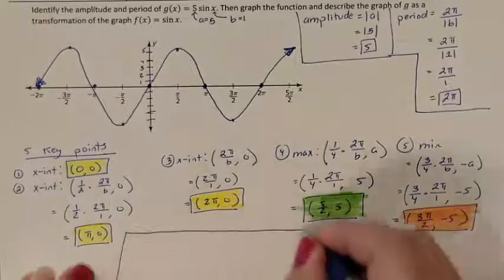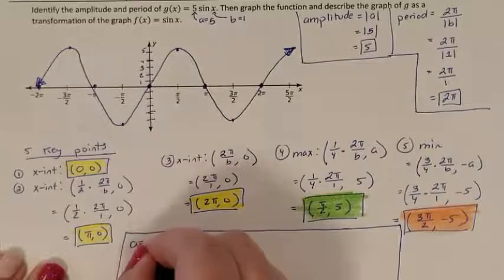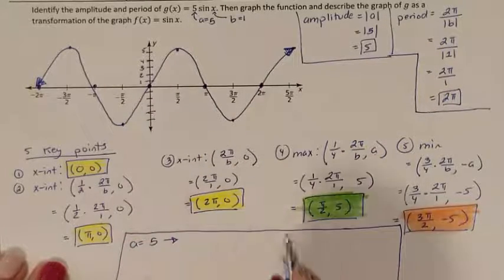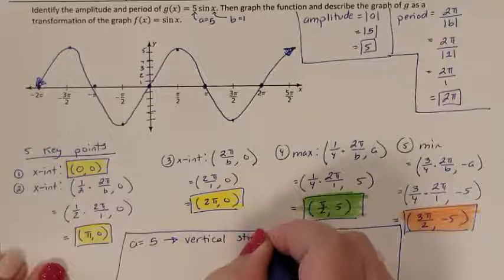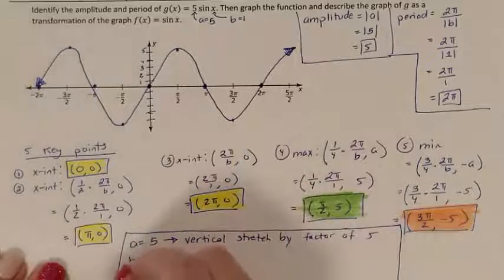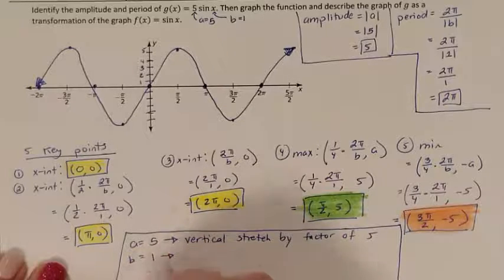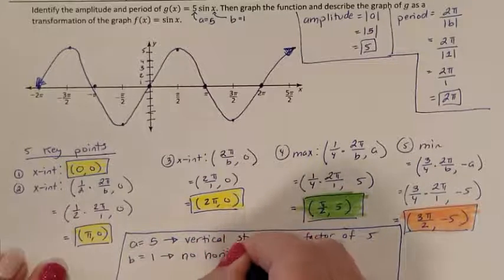We are now being asked to describe the transformation. The A always tells us our vertical stretch or shrink. Because it's bigger than 1, we are stretching. So this is a vertical stretch by a factor of 5. And B is our horizontal stretch or shrink. B is 1. 1 means nothing is happening. So there is no horizontal stretch or shrink.